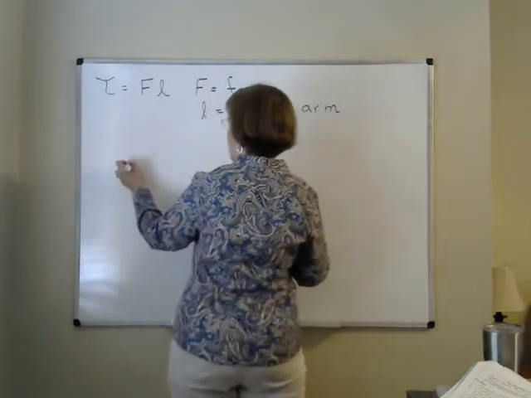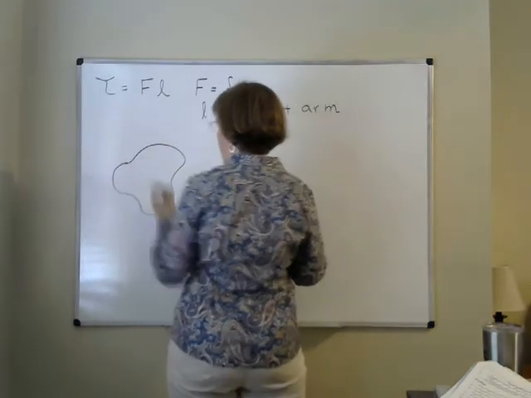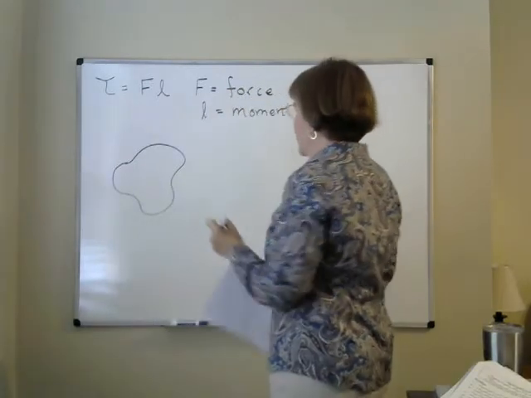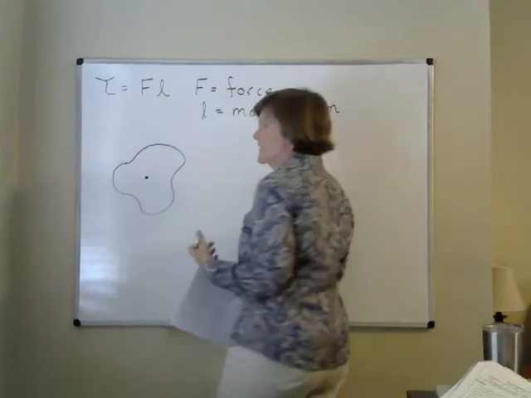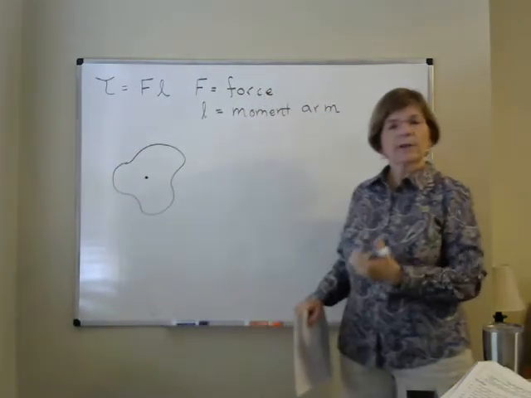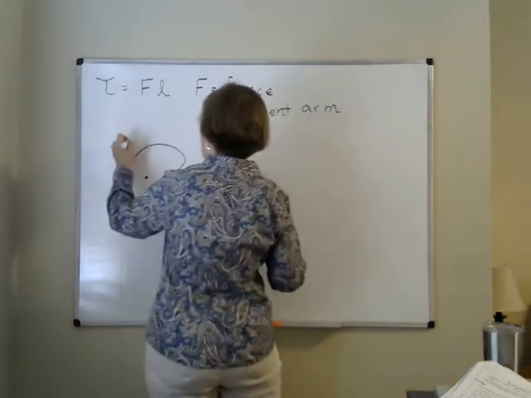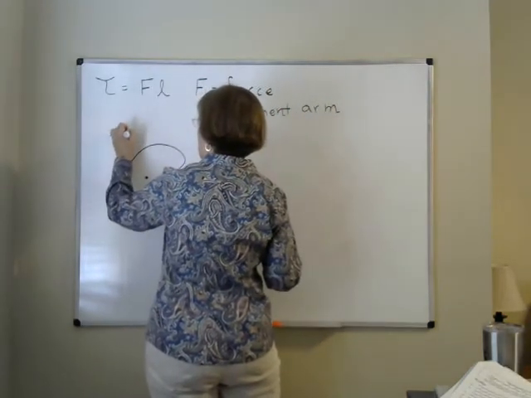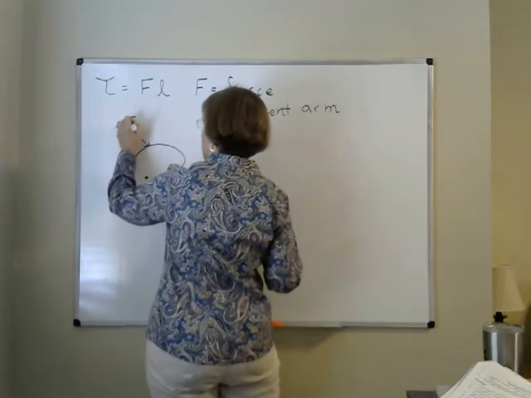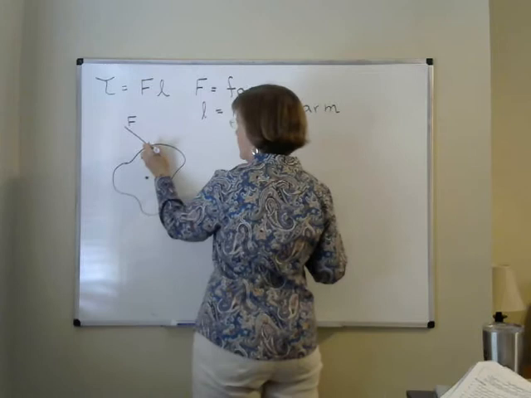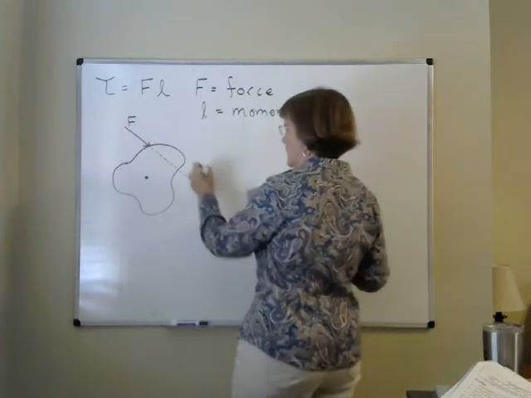Suppose we have some arbitrarily shaped solid object, doesn't really matter what it looks like. We want to rotate it about its center, or about some point, not necessarily the center, but we're going to have an axis right there. We want to rotate it. We apply a force right here. This line right here is the line of motion.